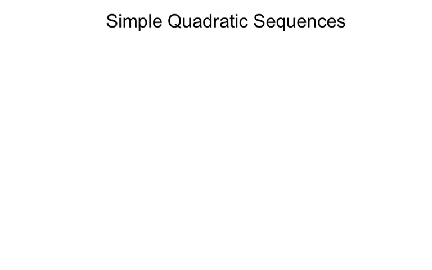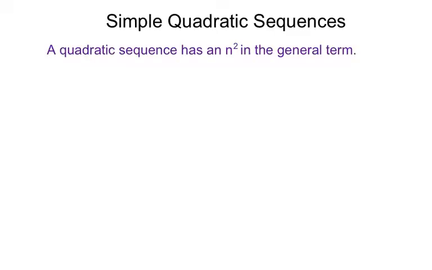In this video, we're going to look at simple quadratic sequences: what quadratic sequences are, and how we can find the general term for a simple quadratic sequence. A quadratic sequence is one that has an n squared in the general term.